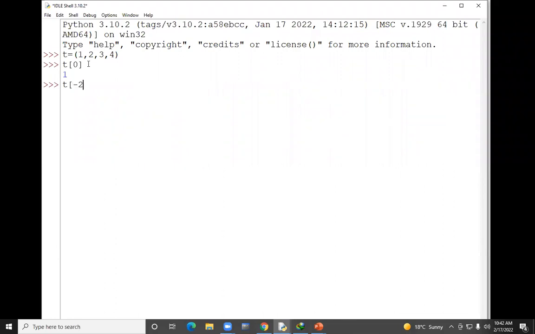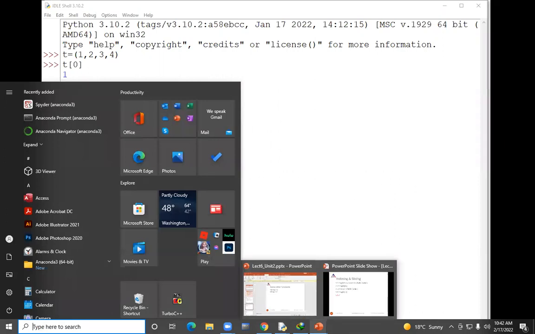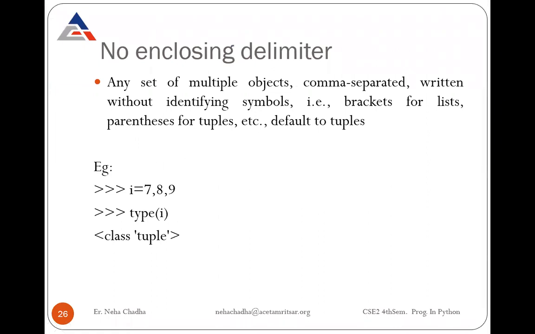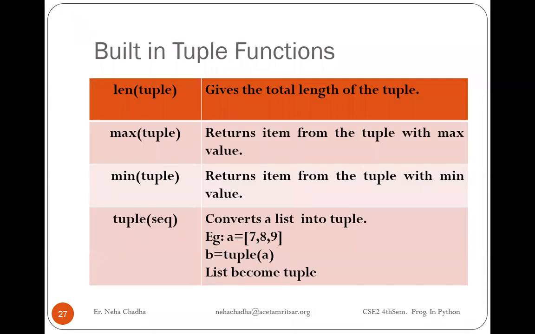Similarly, a negative index will work. It will work like slicing, as slicing works in your list and strings. As I have told you, no enclosing delimiters are required. If you are not giving any brackets to your tuples, by default it is a tuple. There are some built-in functions for tuples: length, maximum, minimum, and tuple.